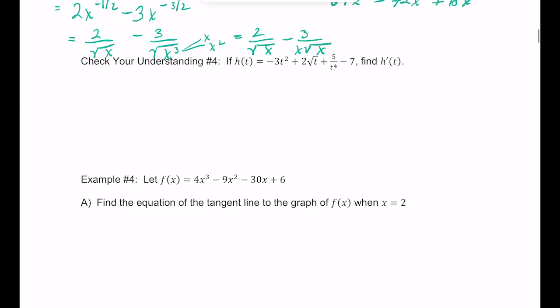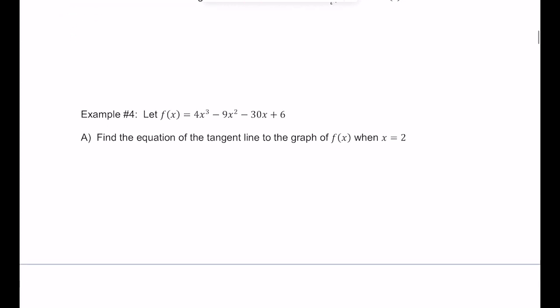Okay, in this next example, we're going to let f of x equal the function 4x cubed minus 9x squared minus 30x plus 6. And we're asked to find the equation of the tangent line to the graph of f of x when x equals 2. So first of all, I need to figure out what point that would be, right? So to do that, they're giving me an x value. I'm just going to plug in the 2.